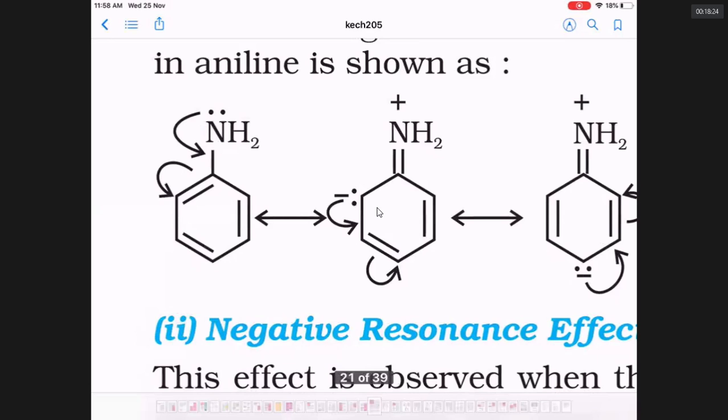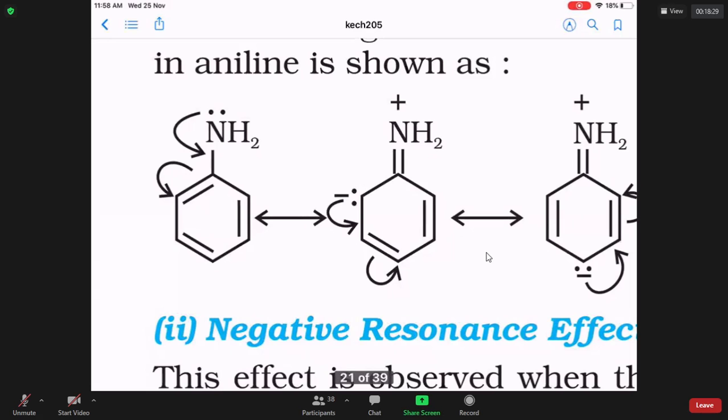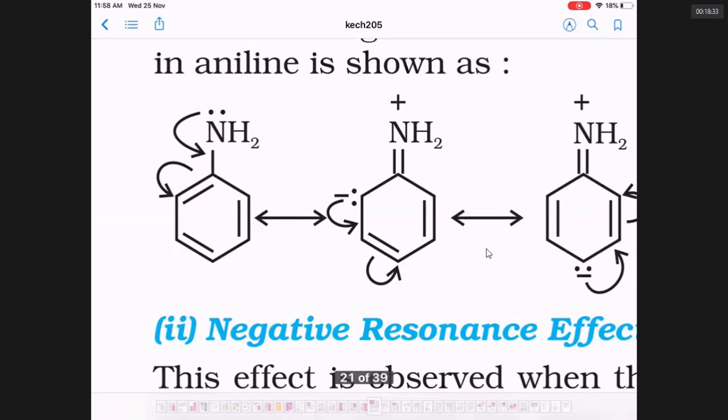Anybody who has a lone pair of electrons can donate. Anybody who donates a lone pair of electrons is a base. Ammonia is a base. When compared with ammonia, aniline, NH2C6H5, is a poor base. Why is it a poor base than ammonia?